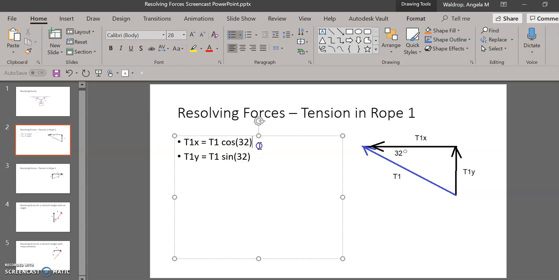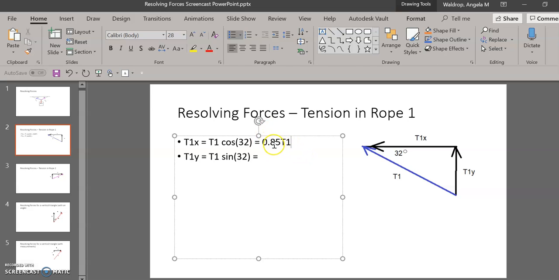Now I can go ahead with my calculator and simplify these equations. I need to make sure my calculator is in degrees because I'm using degrees here. I'll type in cosine 32 and I get a value of 0.848. I'm going to round it to 2 decimal places, so it'll be 0.85 T1. So that's my T1x value.